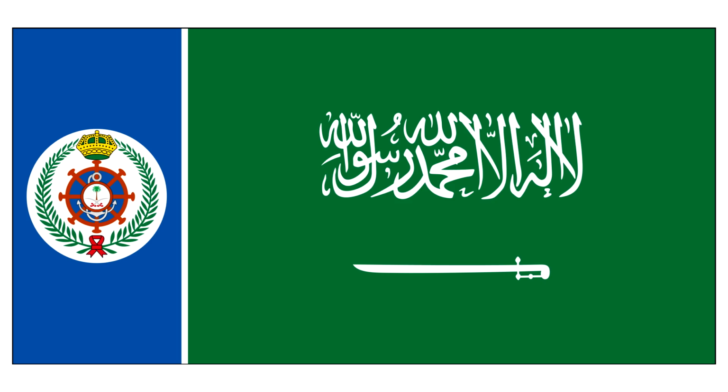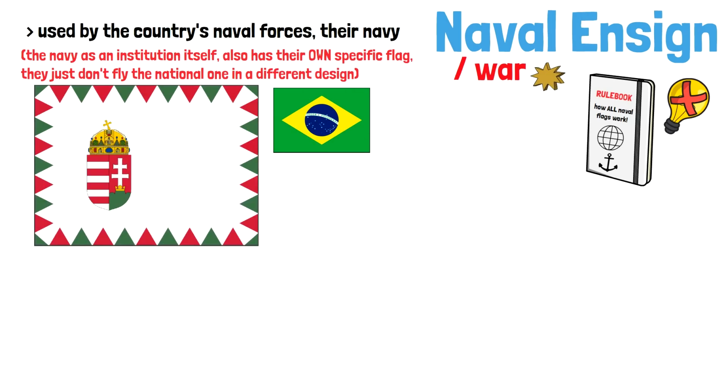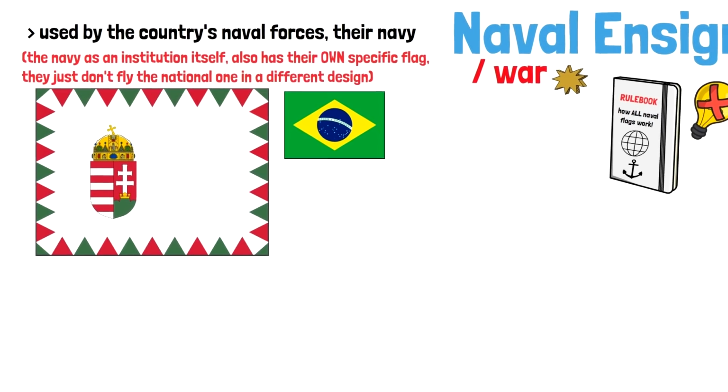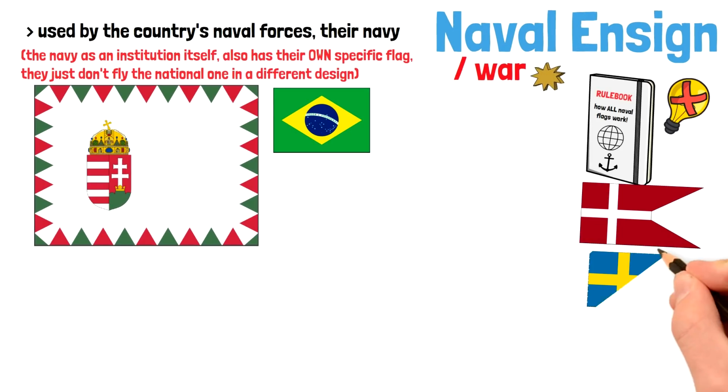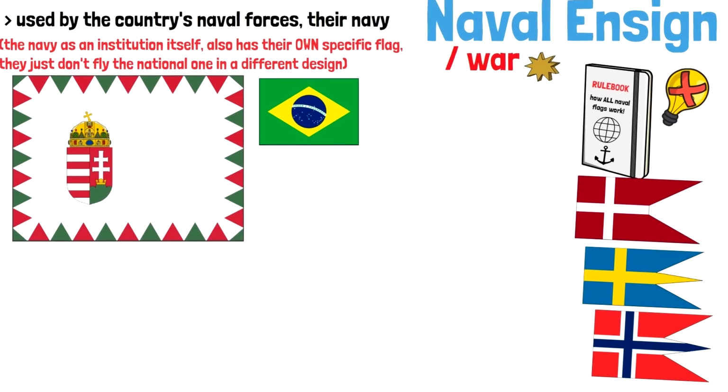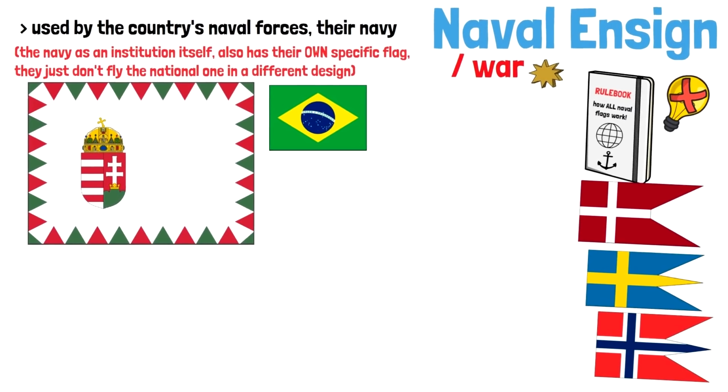Australia uses a white background version of their national flag. Saudi Arabia adds a new segment to the flag on the left side in blue. Hungary has a really cool one that I used on the thumbnail, white with a border of green and red triangles, and then the coat of arms on the left side. Nordic countries seem to use their national flag, but again, turning them into triangular / swallowtail pennants.